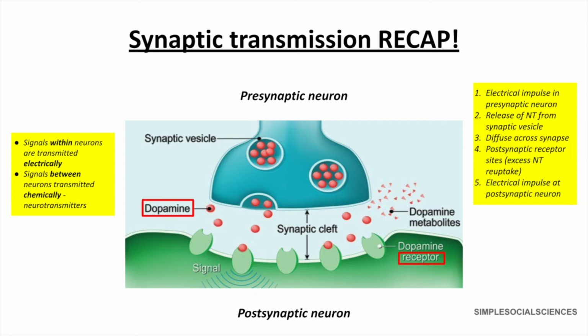So the very first step in synaptic transmission is the electrical impulse within the presynaptic neuron, triggering the release of a neurotransmitter from the synaptic vesicle. One example of a neurotransmitter is dopamine. The dopamine will diffuse across the synapse. The receptor sites at the postsynaptic neuron will then receive the information regarding dopamine. Excess neurotransmitters go through a process known as reuptake, so it's reabsorbed by the presynaptic neuron. The electrical impulse will then occur at the postsynaptic neuron, and this process will continue.